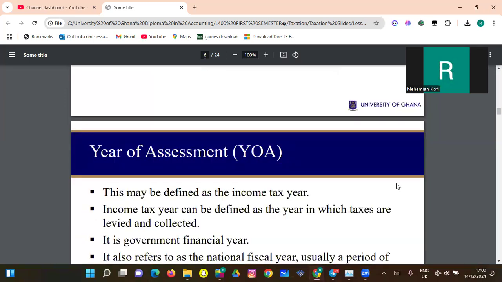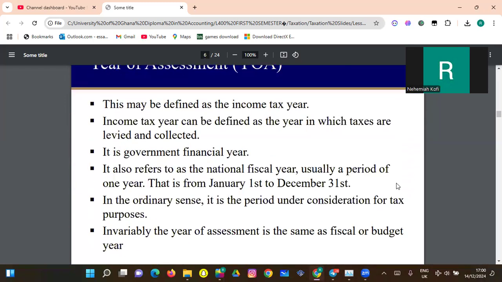Right, so year of assessment. So what is a year of assessment? So the year of assessment is more or less like the government financial year, the government fiscal year, the year that the government wants to take tax, the year that the government will calculate and then tax us, whether we are individuals, businesses or investments. So its income tax year can be defined as the year in which taxes are levied and collected. So year of assessment is the government financial year.